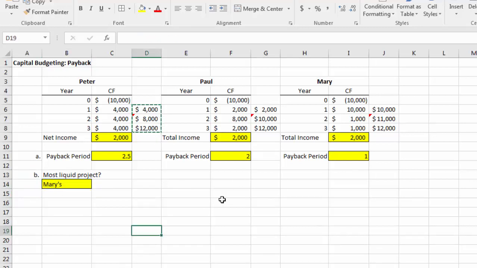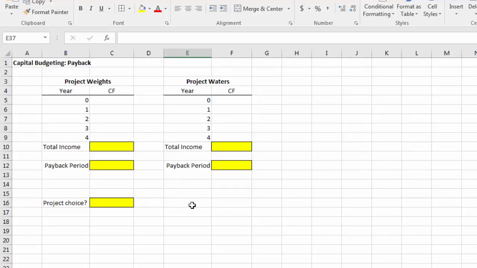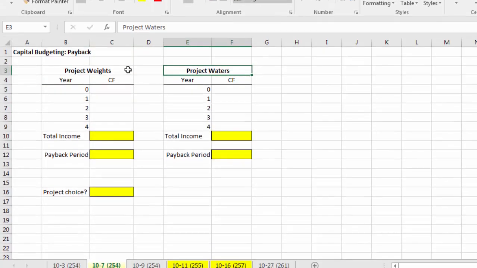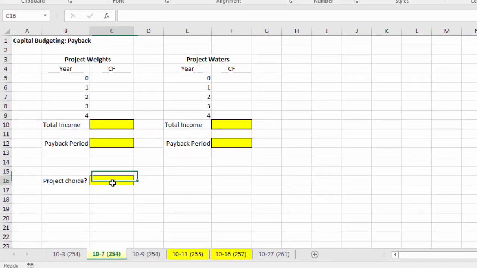Okay, so payback is pretty darn simple, and I will allow you to undertake problem 10.7 all by yourself. Notice you just have to put the cash flows in. Year 0 is right now, the money we're going to spend right now. That's typically going to be an outflow, so negative, and then the inflows in years 1 through 4 for the two competing projects. Compare the payback periods, decide on the project choice.